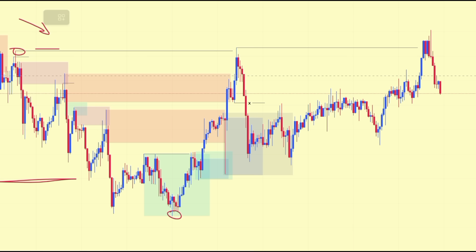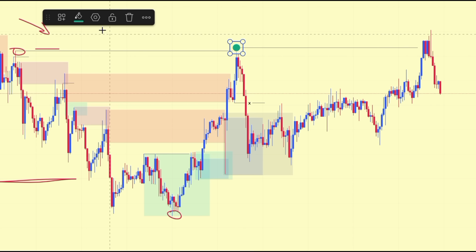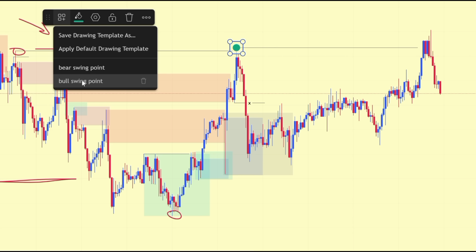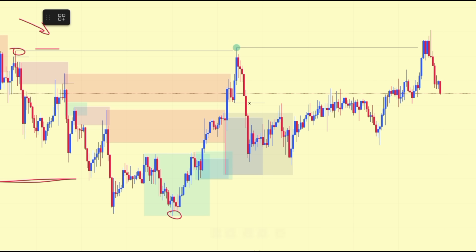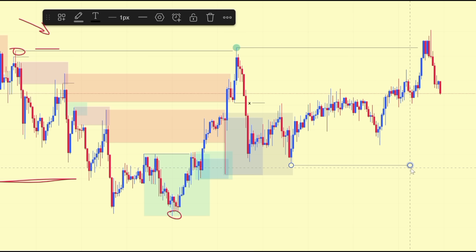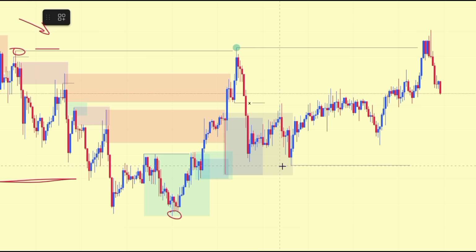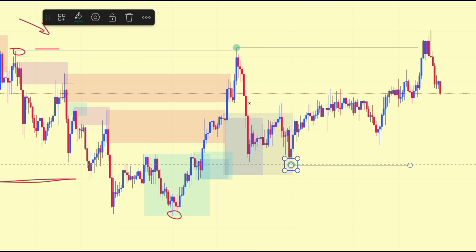So let me use this swing point to mark this high. So exactly right there, that's our swing point high, a bull swing point high. And this one here is our swing point low. So our swing point low is exactly right there. And is there any need for me to mark this? Okay, let me just do it.